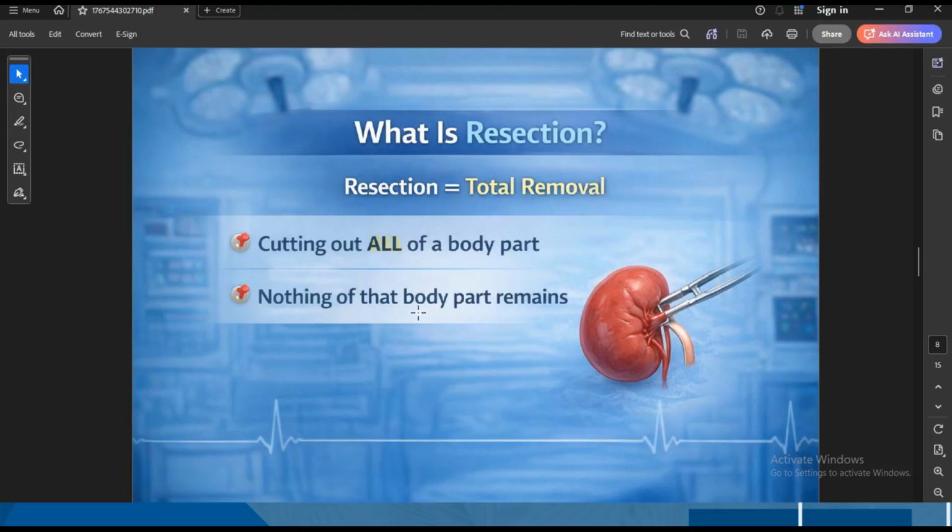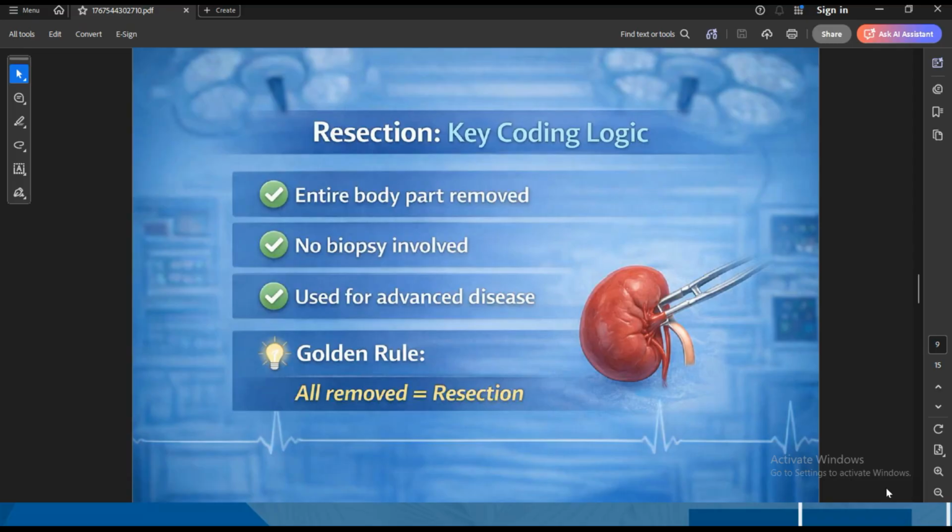Okay, nothing of that body part remains. So after performing the resection, you will not see the body part or organ which the physician has removed. So what is the keying logic here? During the resection process, the physician will remove the entire body part. During the resection, the physician will not take any biopsy, as resection is complete removal of the organ. Most of the time, the physician will perform resection for advanced disease process.